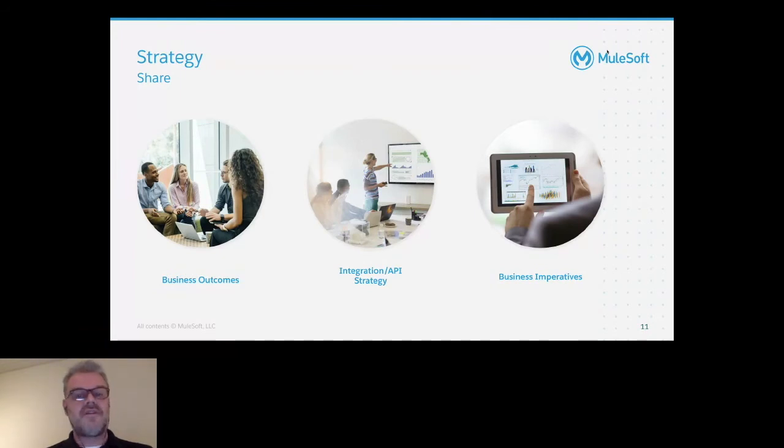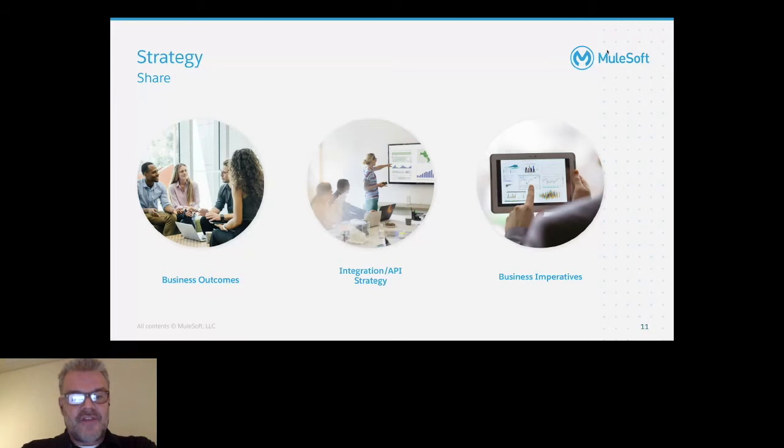and don't treat them as a production facility where you just give them a piece of paper that says you need to build this API. They need to have the full picture. One thing you also need to share with the partner are two very important documents. One is called your integration strategy, and the other one is API strategy.